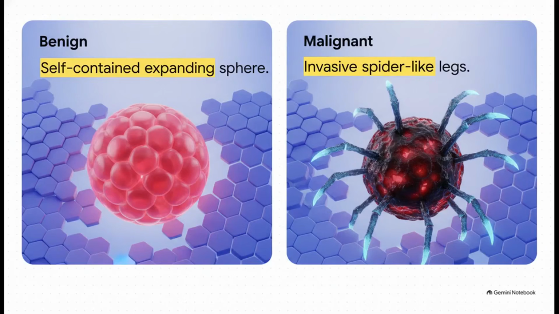A benign tumor expands smoothly, just pushing tissues aside like a self-contained expanding balloon. It stays local, but a malignant tumor, that's a different story. It aggressively invades its surroundings, growing these terrifying spider-like legs that claw their way deep into healthy tissue.